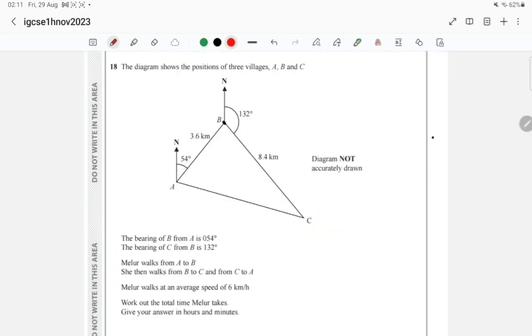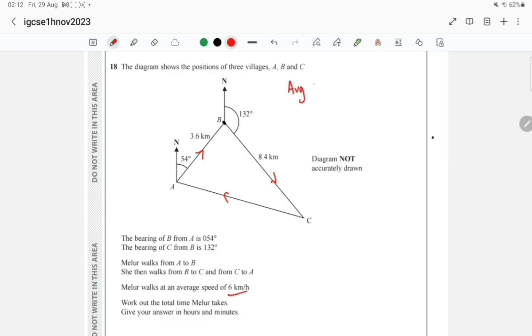Question 18. The diagram shows the positions of three villages A, B, and C. The bearing of B from A is 054, which is given in the diagram here. And the bearing of C from B is 132, which is also given. Now, Melu walks from A to B. She then walks from B to C and from C to A. So she walks from A to B, from B to C, and from C to A. Now, she walks with an average speed of 6 kilometers per hour.